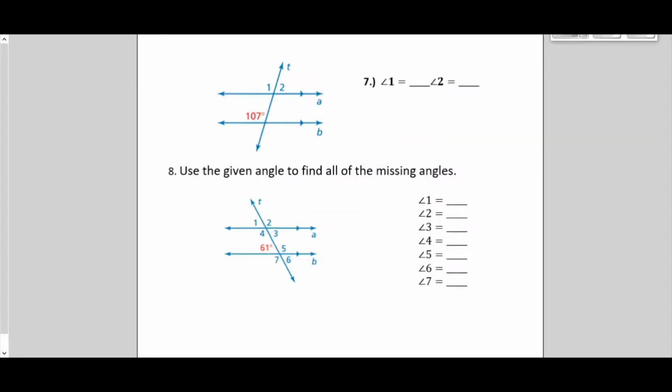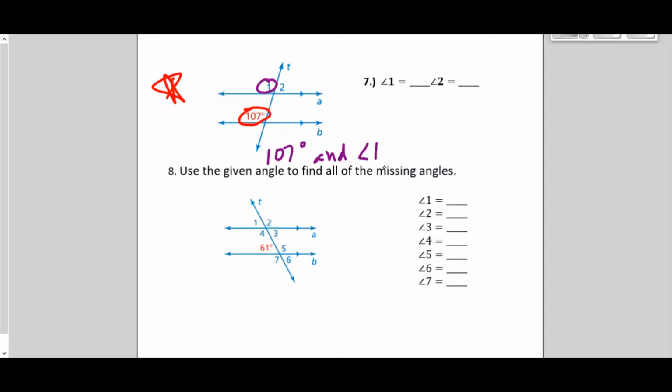Example 7. We want the measure of angle 1 and the measure of angle 2. So if you could draw this diagram for number 7. We know this angle down here is 107, and we need to find both angles, the measure of angle 1 and the measure of angle 2. What we could do is find the measure of angle 1 first. So notice 107 degrees and angle 1.